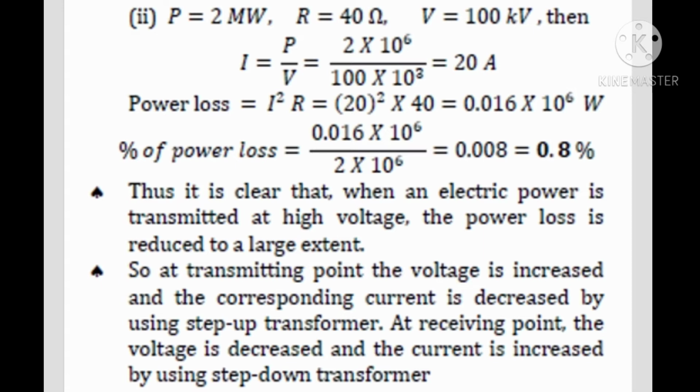Thus, it is clear that when an electric power is transmitted at high voltage, the power loss is reduced to a larger extent. So, at the transmitting point, the voltage is increased and the corresponding current is decreased by using a step-up transformer. At the receiving point, the voltage is decreased and the current is increased by using a step-down transformer.